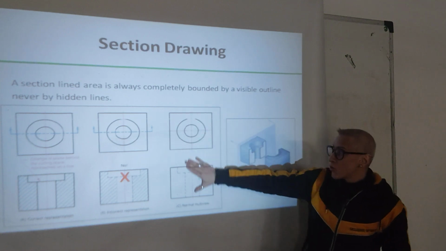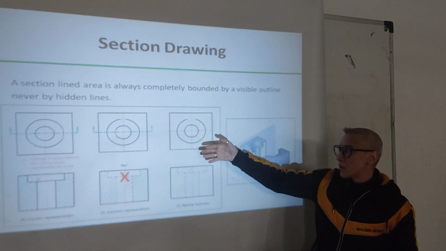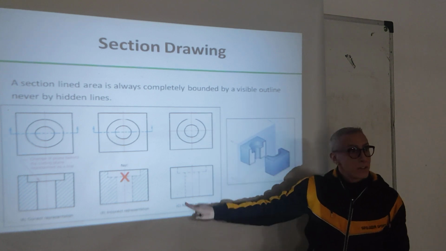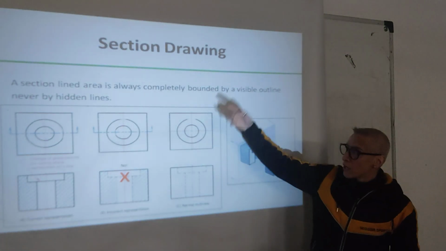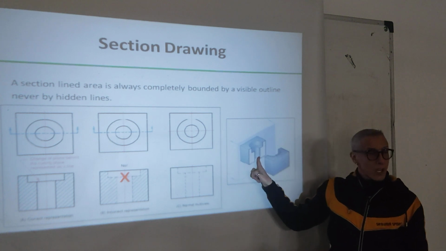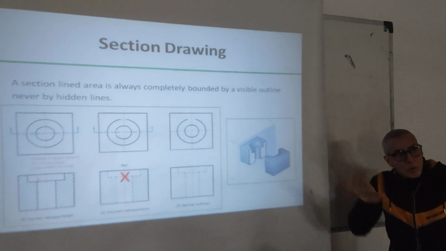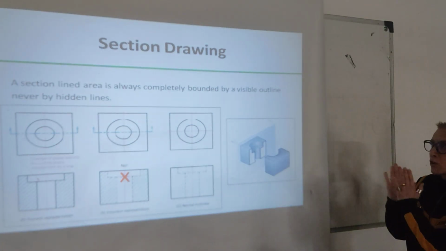Now, this is a normal view, where you have, for example, a front view, a top view. Then you show it as hidden lines. But once you show a cut through, a section view, the lines become visible. What's inside becomes visible object lines.